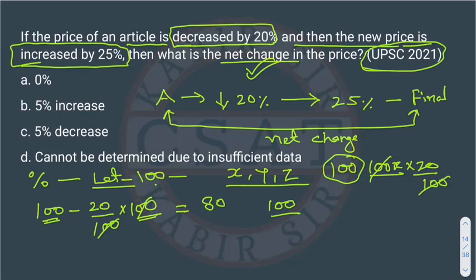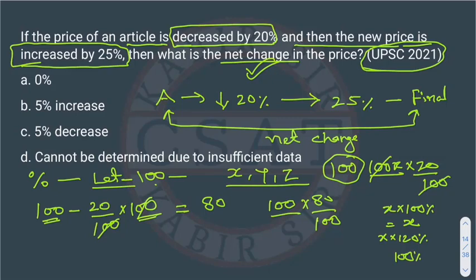So normally when we talk about a 20% decrease, we will write 80 upon 100 directly, because for any item, suppose there is an item X, and if we are counting the 100% of it, what will it be? Answer will be X only, right?